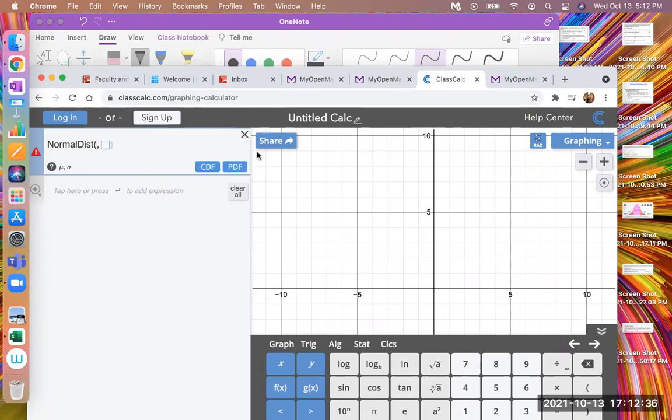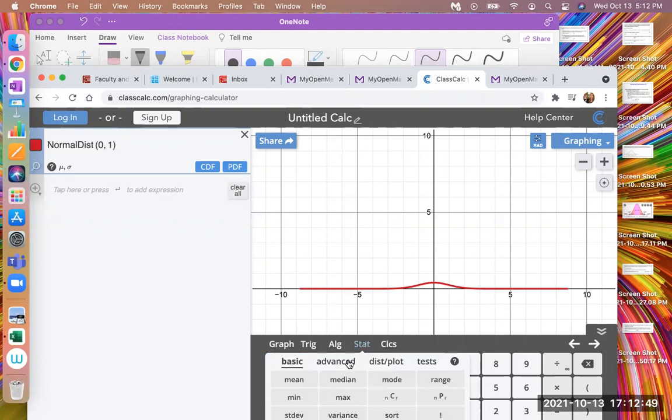And wait, inverse norm. Okay, so I first have to put the norm, so 0 is the mean and 1 is the standard deviation. And then now I have to put in parentheses, and then I have to do the inverse norm. That's how we do it on here.